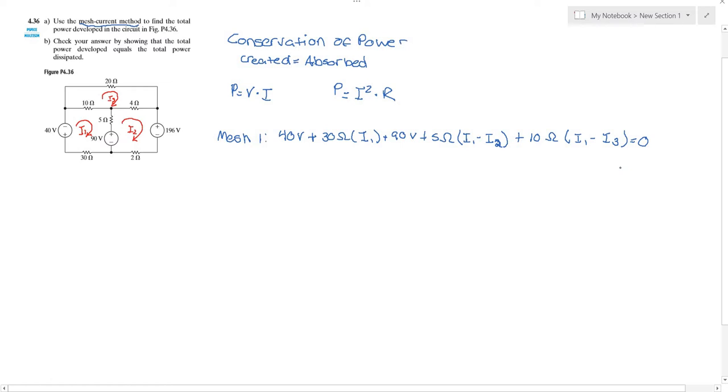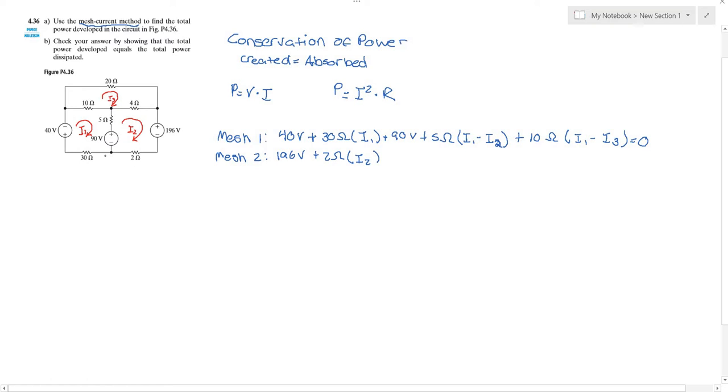Alright, so now let's do mesh 2. So for mesh 2, this is going to work like this. I'm going to start with the voltage right here. So it's 196. My current's entering the positive end, so it's 196 volts positive. Then I'm going through my 2 ohm resistor. So it's going to be 2 times I2.